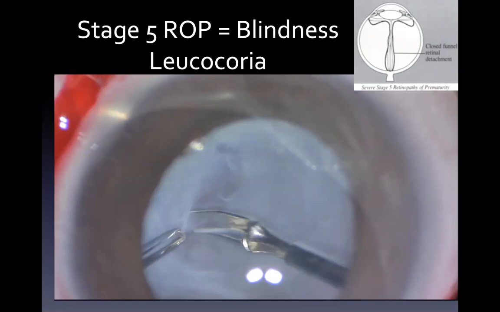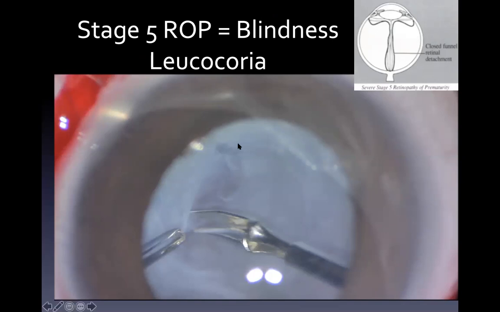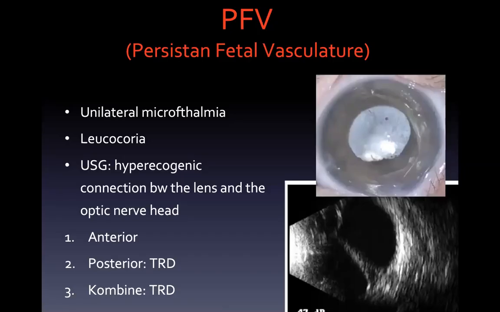Please, please, please, whatever you become, ophthalmologist, pediatrician, obstetrician-gynecologist, or general health practitioner, if you see any premature baby, please make sure that they go to an ophthalmologist for ROP screening before it becomes late, within 1 month. This stage 5 appearance occurs within 2 months or so. It's very, very quick. So please don't forget.